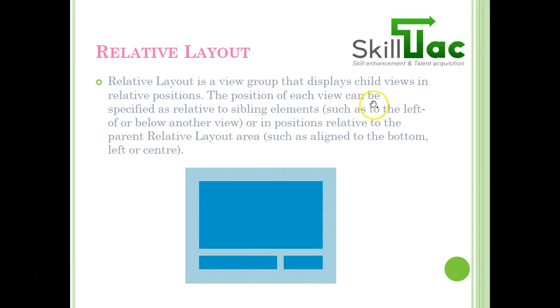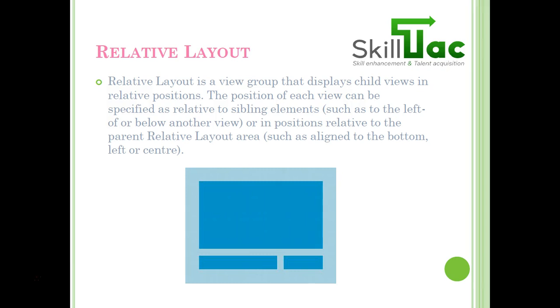The position of each view can be specified as relative to sibling elements, such as to the left of or below another view, or in positions relative to the parent relative layout area, such as aligned to the bottom, left, or center. So what does this mean? This means that we can define positions for the sibling elements corresponding to their parent positioning. The sibling elements' positioning will be relative to the parent's positioning.